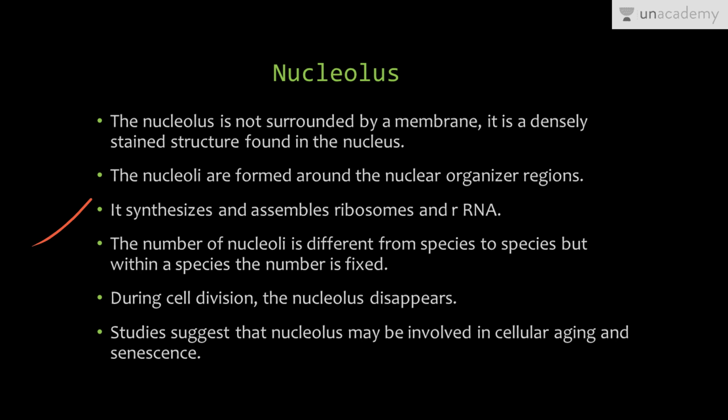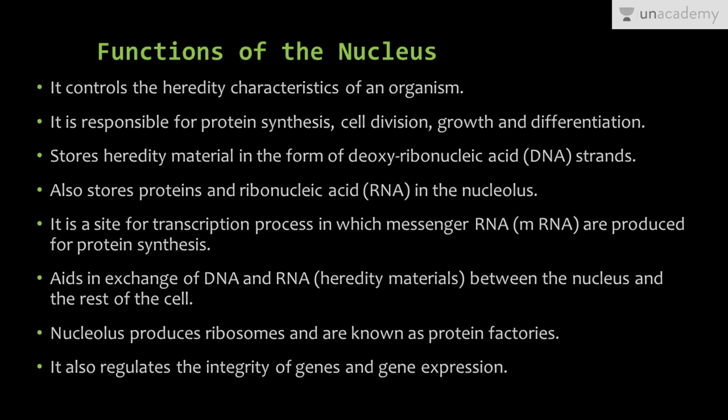The number of nucleoli is different from species to species, but within a species, the number is fixed. During cell division, the nucleolus disappears. That's the first characteristic of cell division, the nucleolus starts disappearing, and that's how we know that prophase has started. Studies also suggest that the nucleolus may be involved in cellular aging and senescence.